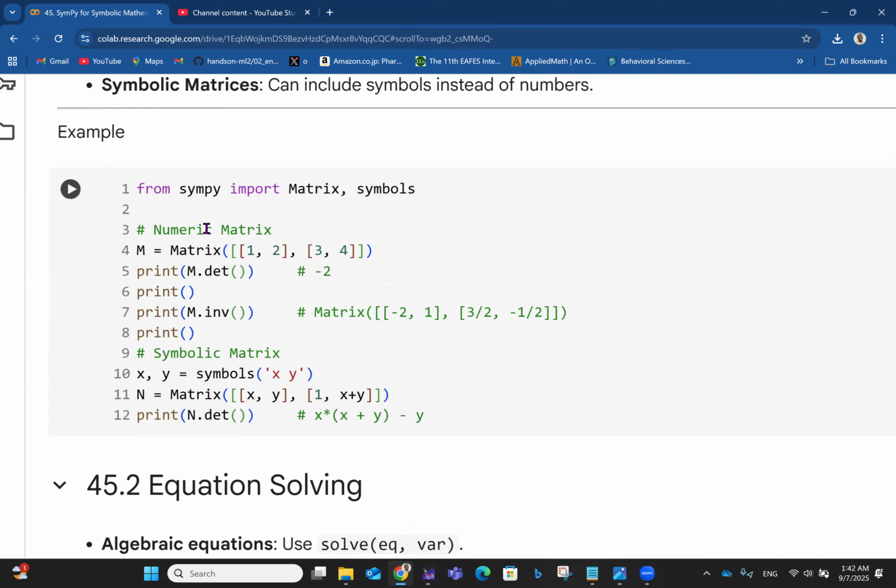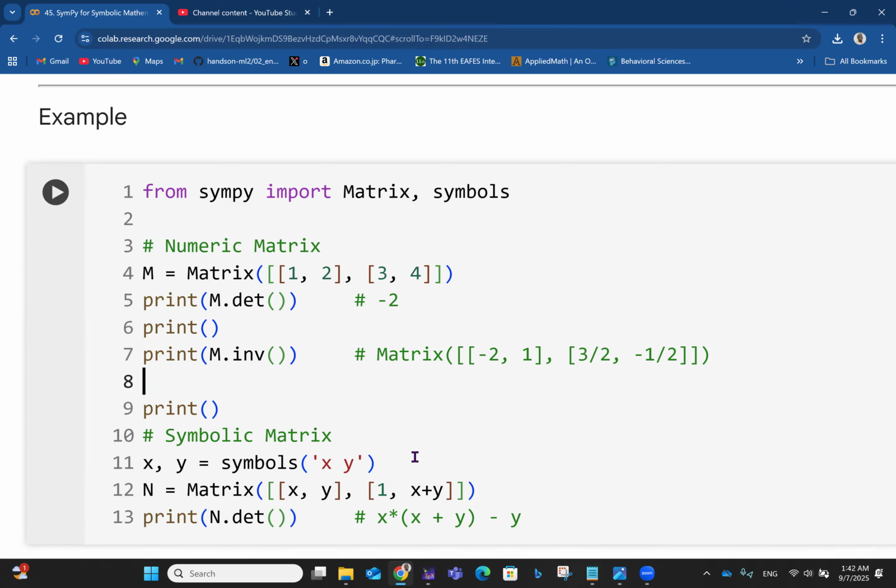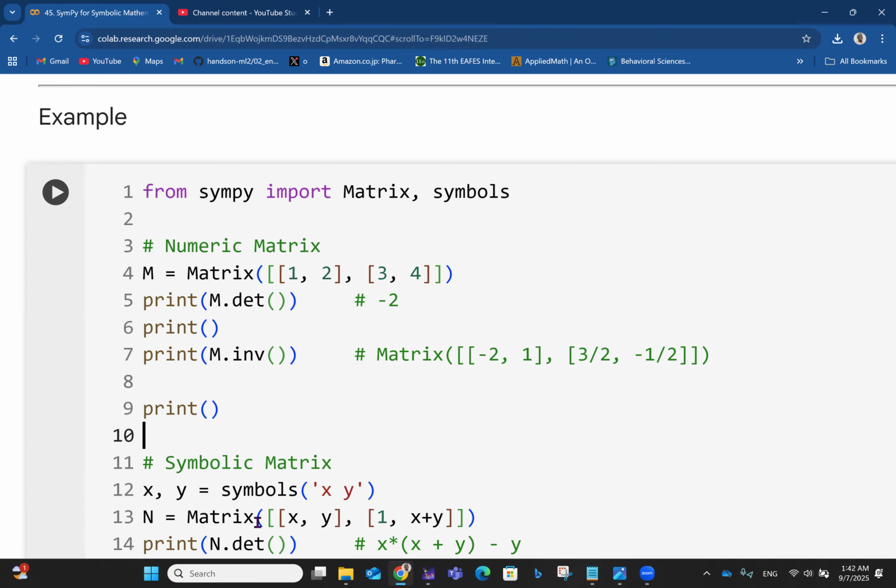So from SymPy, as an example, you can import Matrix and then symbols. So you always need to have the symbols thing to declare that at this point, I'm not talking about a numerical matrix. I'm talking about an actual symbolic matrix. I want to see the X's and the Y's. So for a numeric matrix, you have M is Matrix, with a list of lists to form your matrix. So you have 1, 2, 3, 4 in lists, and then you have the Matrix function. In this case, you can now find the determinant of that matrix.